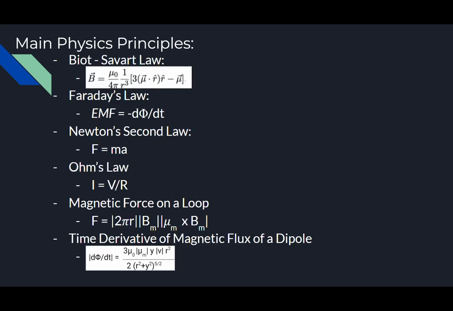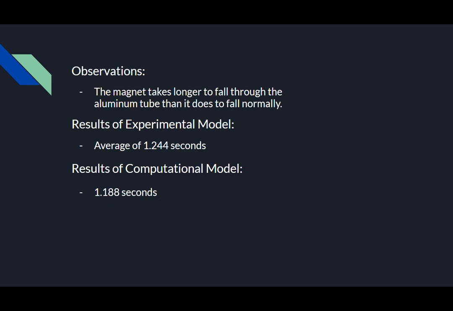The main physics principles for this lab are the Biot-Savart law, Faraday's law, Newton's second law, Ohm's law, magnetic force on a loop, and the time derivative of magnetic flux on a dipole. All of these equations are critical to developing the computational model that will be later used in the lab.